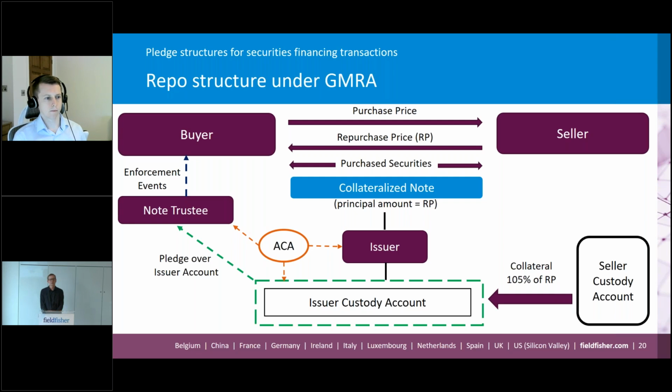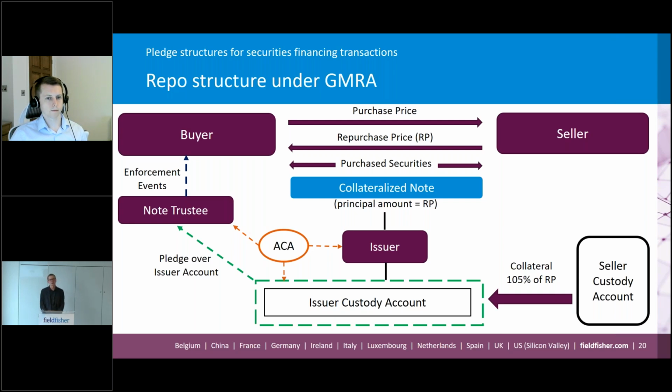So the full 105% is backing a note of, assume it's just 100, which was the original purchase price, and ignore accruals of repo interest. So the note is still backed by 105. You've sold a note and you're going to buy it back at the end. And on an enforcement event, the buyer is able to direct the note trustee, the note security, to liquidate or transfer to it the 105 in the same way as it would in a normal structure. Now, this is a little bit more complicated because you've got a few more pieces, but there are a couple of wrinkles to it.